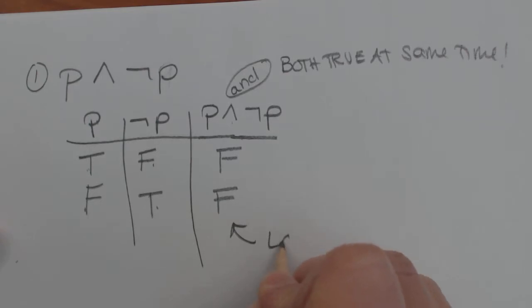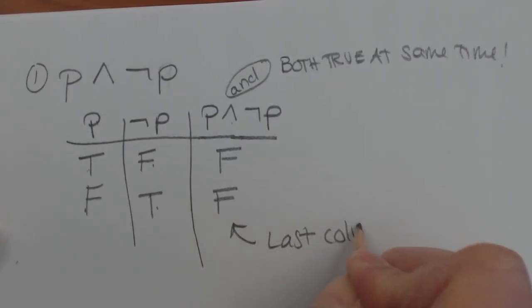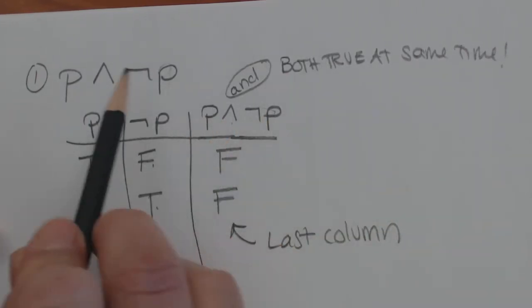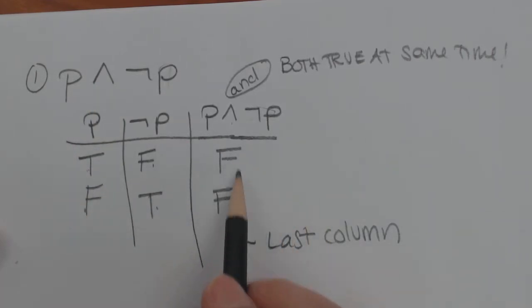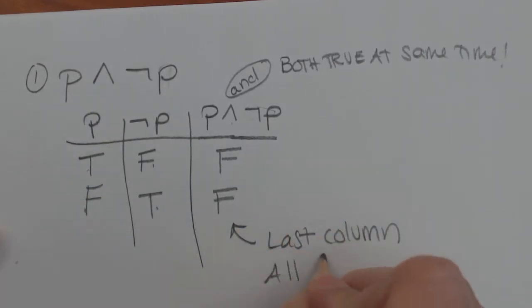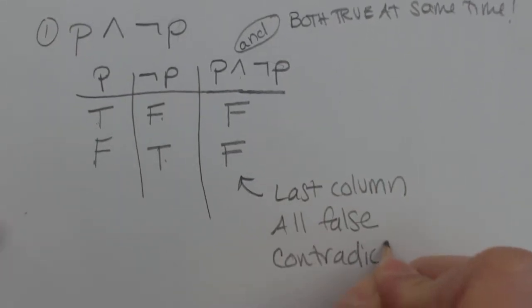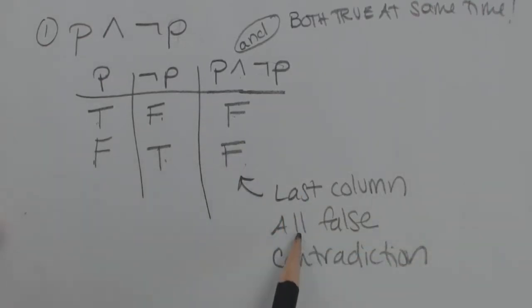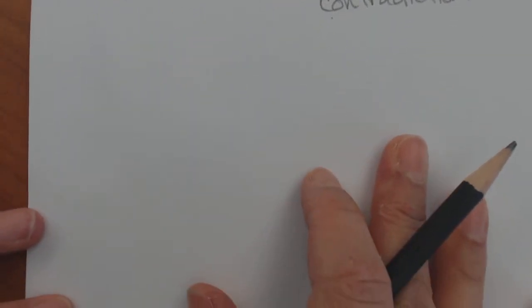This here is our last column. This should match up with the statement, remember. If our last column are all false, that means that we have a contradiction. So we have defined this argument as a contradiction because all false are in the last column. So that's our first one, P and not P. Let's go on to our second one.